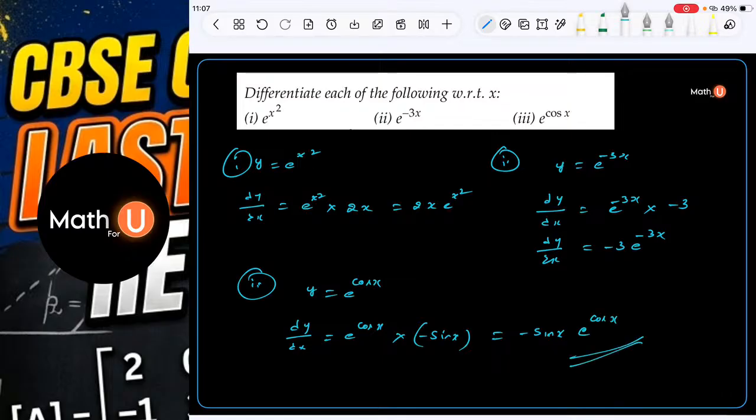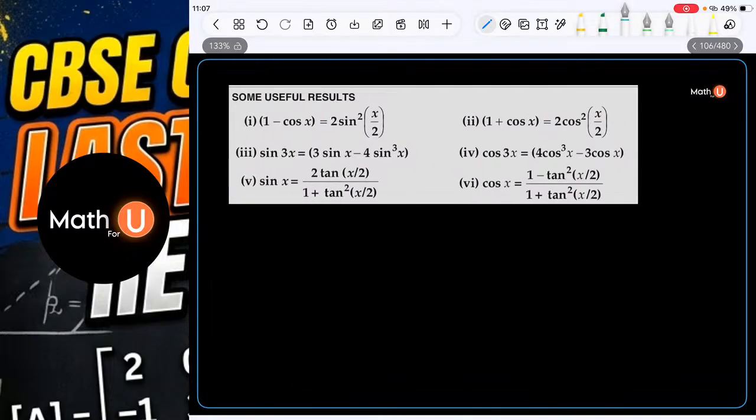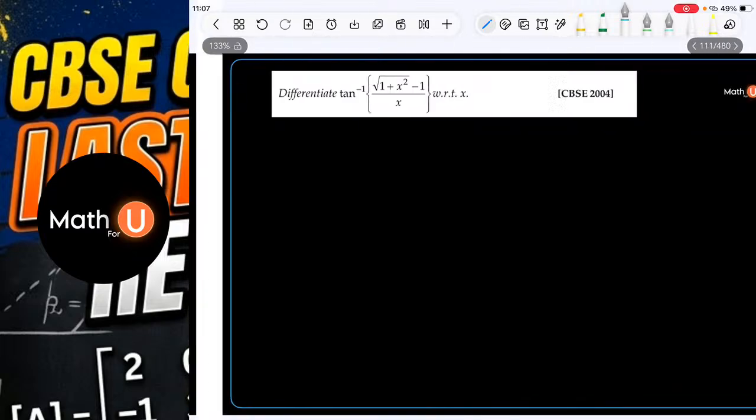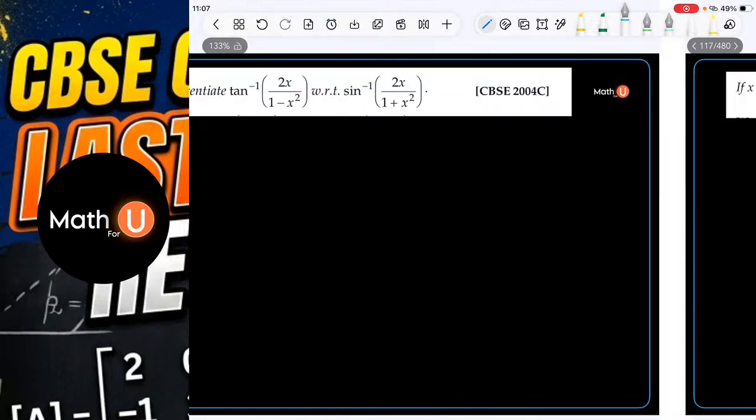Okay, these are some formulas. In the next live session I am going to discuss important questions related to differentiation. All these questions I am going to discuss in the next live session.